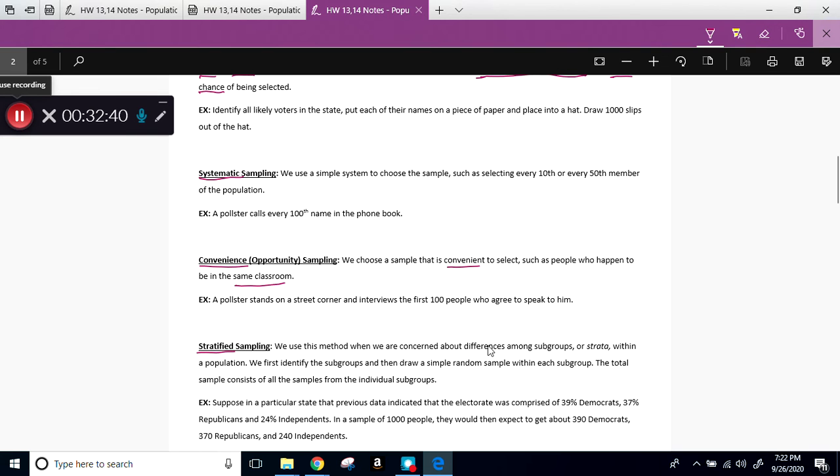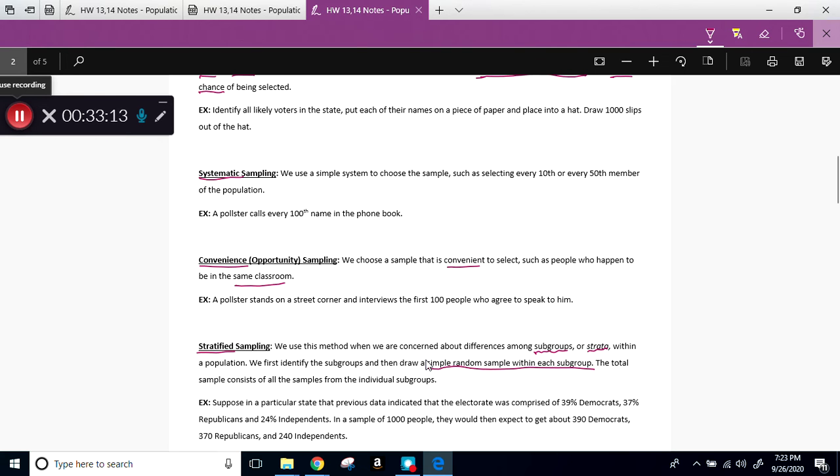Now, stratified is interesting. We use this method when we're concerned about the differences among subgroups or strata within a population. We identify the subgroups and then draw a simple random sample within each group. The total sample consists of all the samples from the individual subgroups. So let's say you were doing a sample, maybe in college students, and you wanted to make sure that you had students that were male and female.